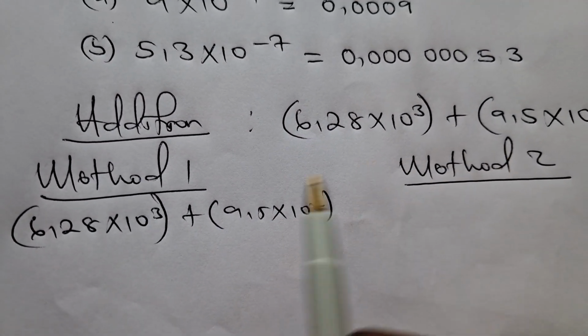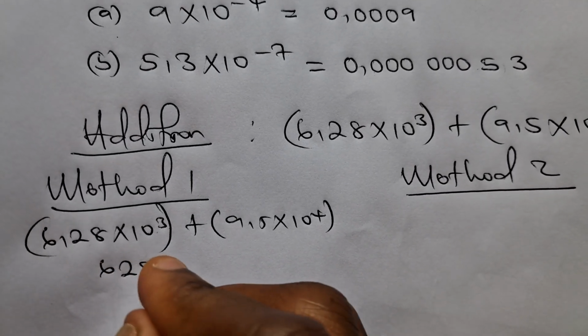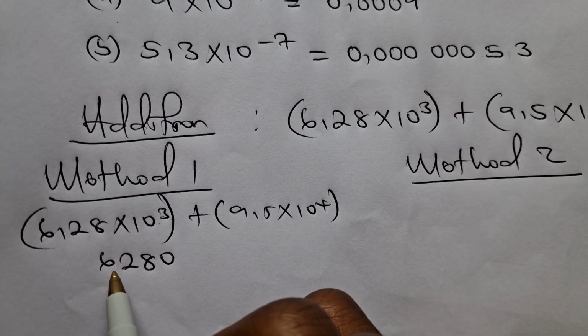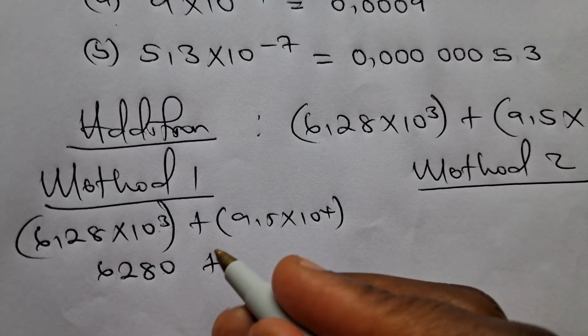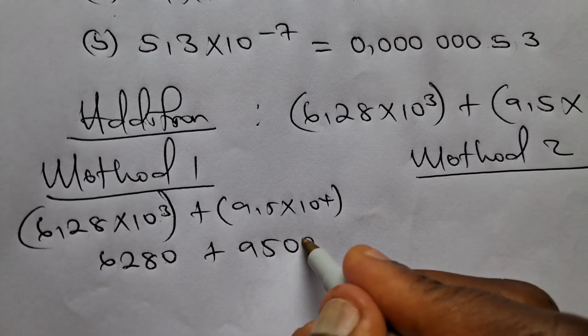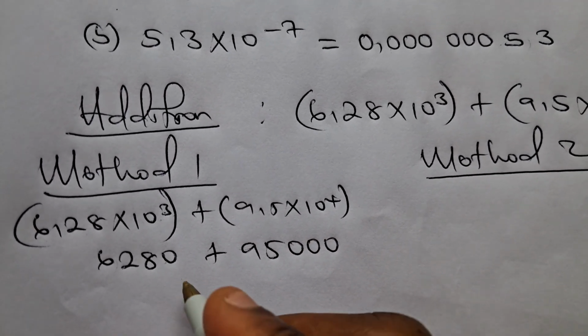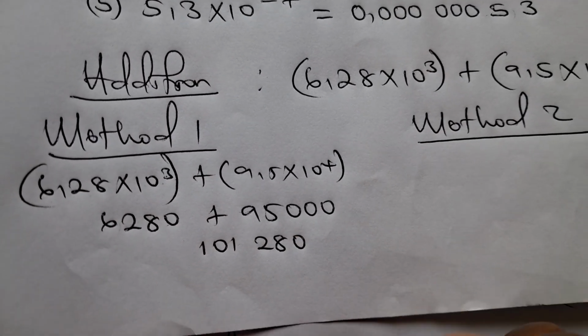After writing this, you are going to convert this one to a whole number to be 6280, because we've just counted 3 places. Since it's positive, our comma comes here, then 1, 2, 3, then plus 9.5 times 10 to the power 4, that's 95,000. Changing to ordinary form, I've already illustrated that you add, you get 101,280. But you're asked to give your answer in standard form.